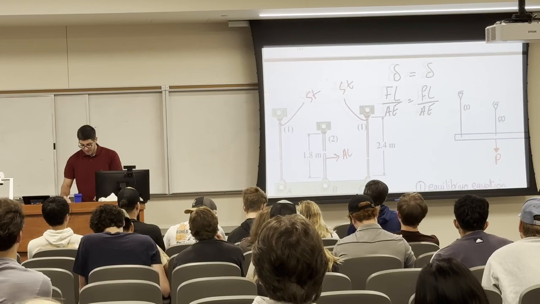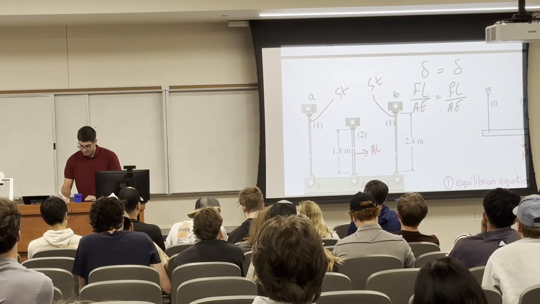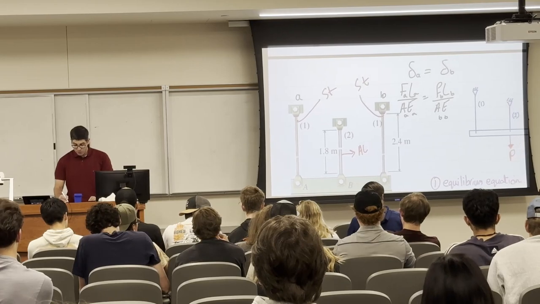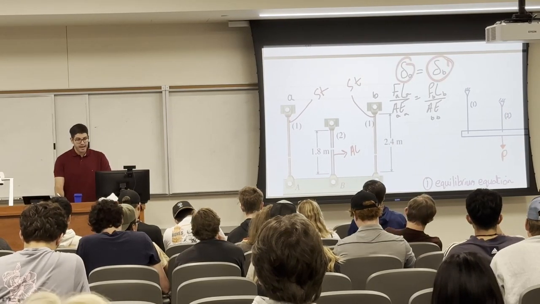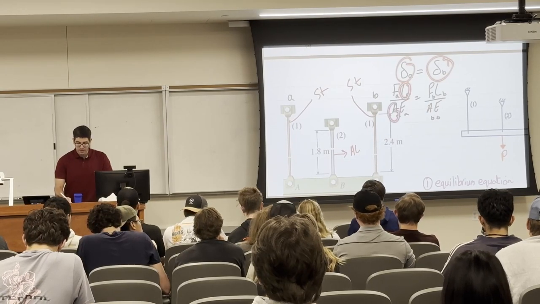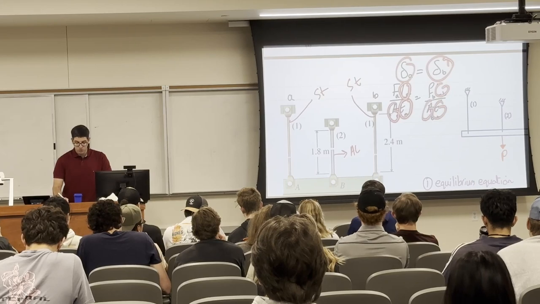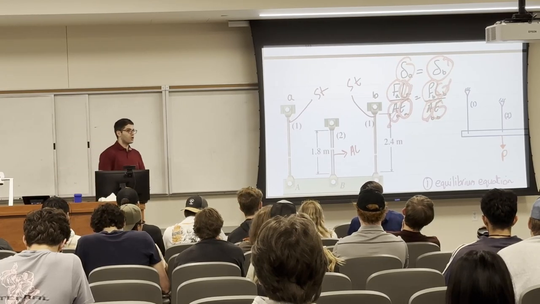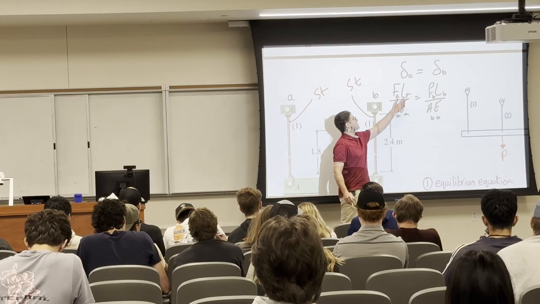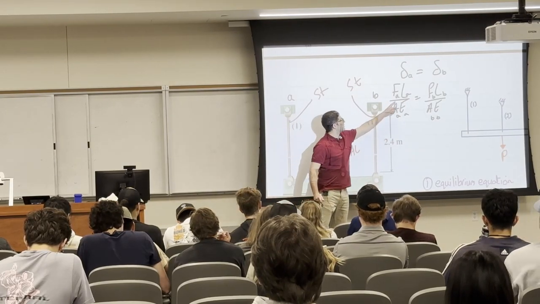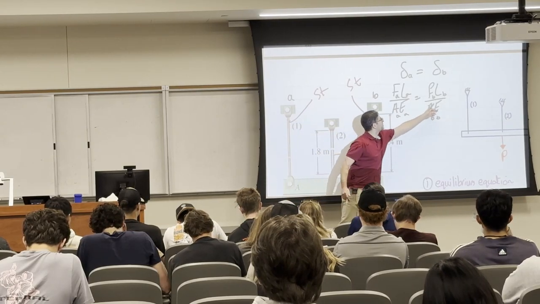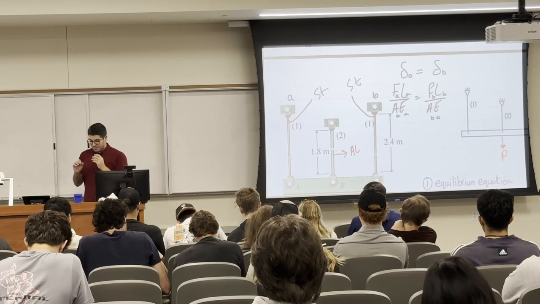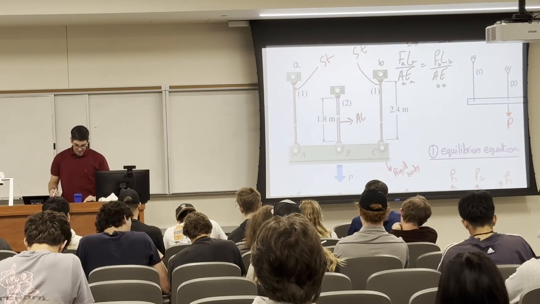For example, let me call this A, this B. Delta A, delta B. So F_A L_A over A_A E_A, and the same for B. If you know that they have the same deformation and they do have the same length, same area, same modulus of elasticity, don't you think they will have the same force or no? Is that clear? So it's not only the length that tells you. If they have the same length, that's not a complete answer. They need to satisfy the area and the material as well, so that you can cancel everything together and you'll be left with F_A is equal to F_B. We're going to play with this concept a little bit, okay? Just stick with me.